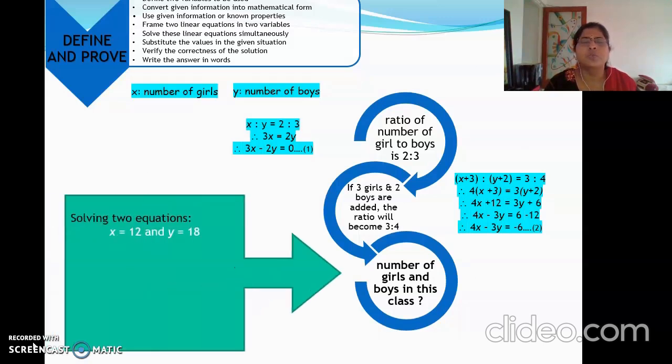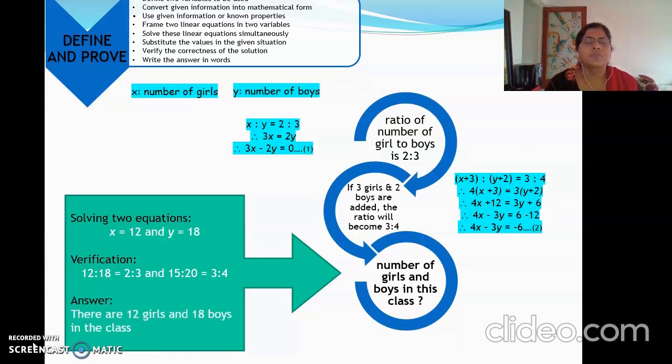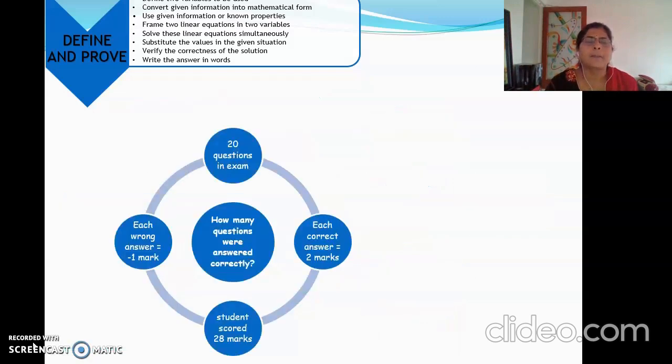Now solving these two equations, we get x is 12 and y is 18. Let's verify. Now 12 is to 18 is 2:3, and after adding 3 girls, that is 15 girls, and 2 boys, that is 18 plus 2, 20 boys, the new ratio is 3:4. So after verification, we can write the answer that there are 12 girls and 18 boys in the class.